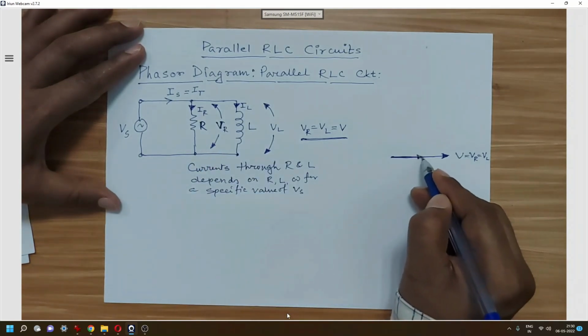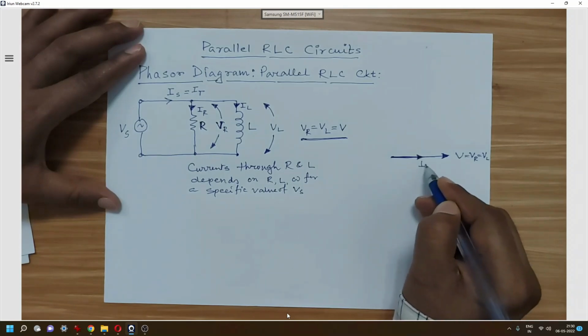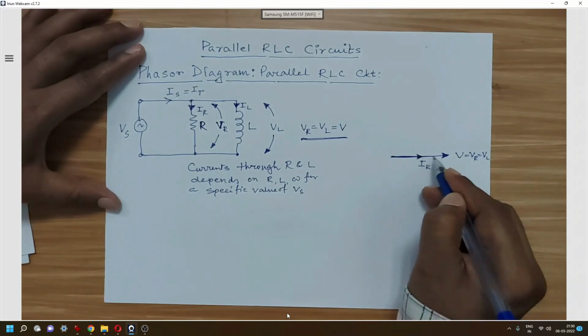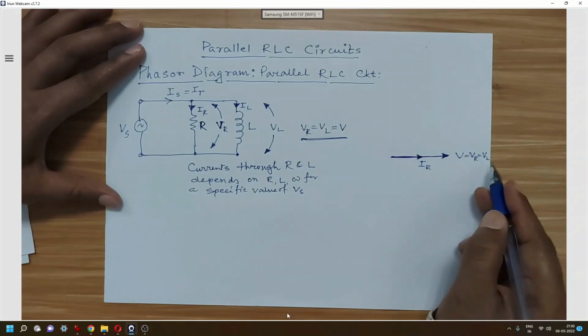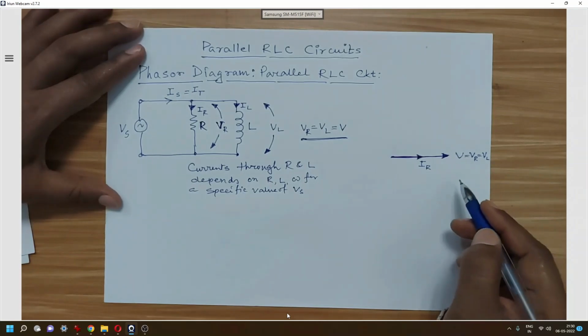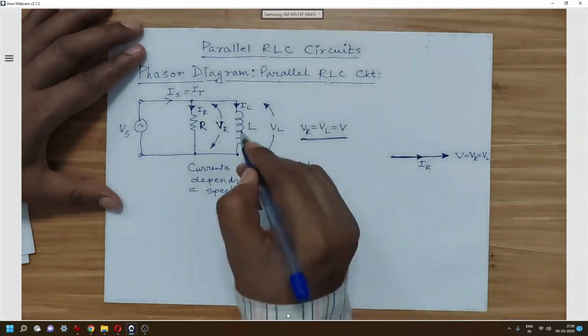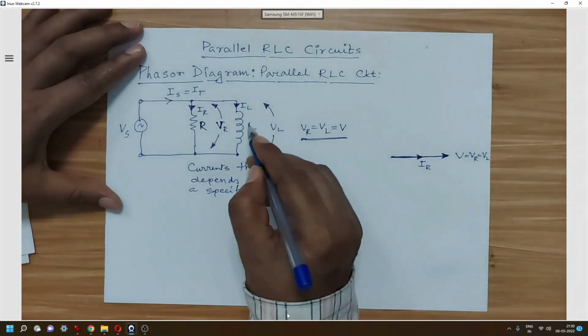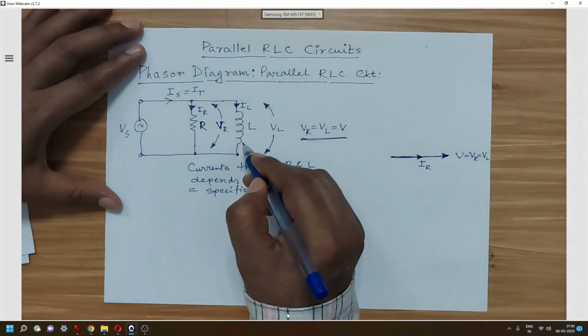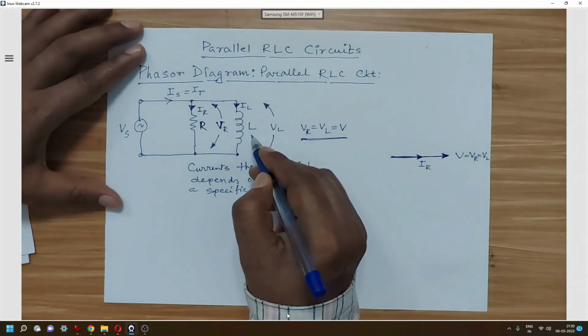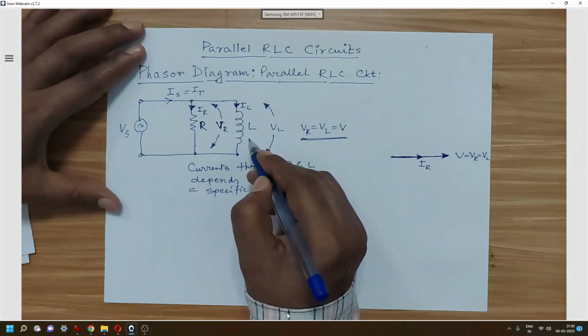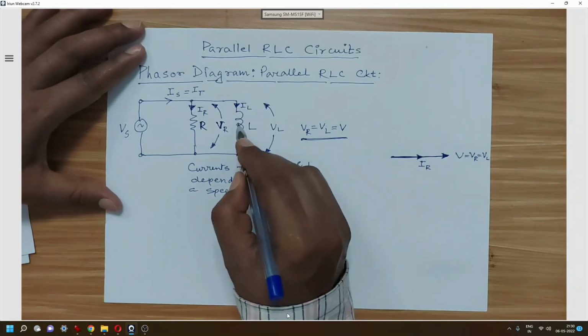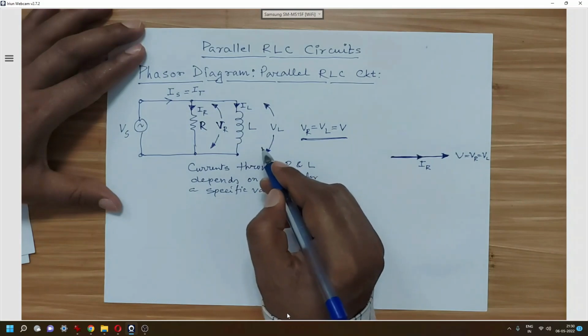So we will draw IR in the same direction as VR or VL or V. And for the inductor, as we know, the current lags behind the voltage across the inductor by an angle pi by 2 for a pure inductor. So we will consider that these elements are pure elements.